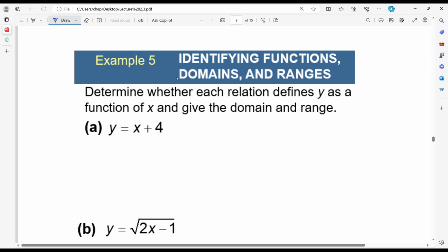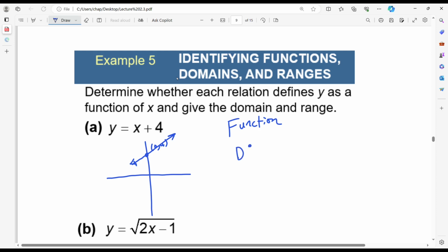In example 5, determine whether each relation defines y as a function of x and give the domain and range. In part A, you can tell this is a line with a slope of 1 and a y-intercept of 4. If we were to graph this, the y-intercept would be (0, 4), and we have something similar to a line with a slope of 1. And by the vertical line test, this is obviously a function.